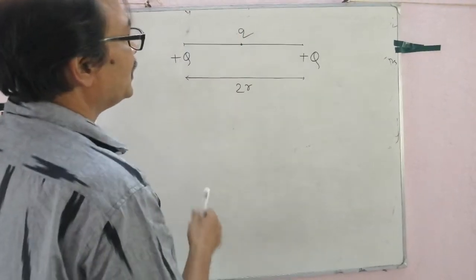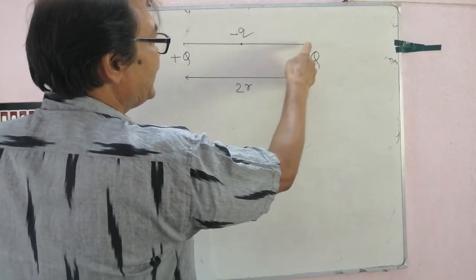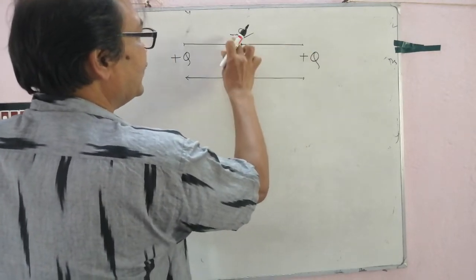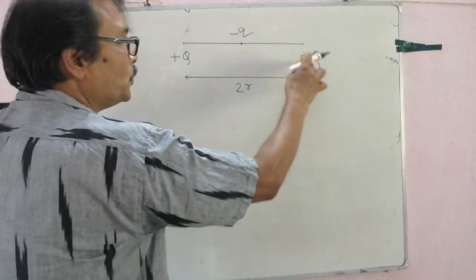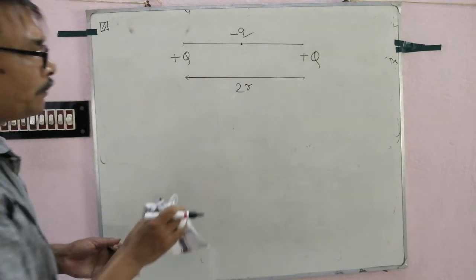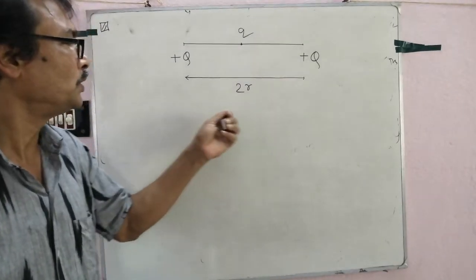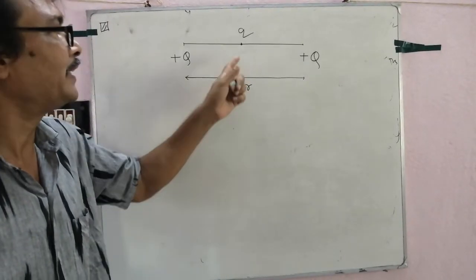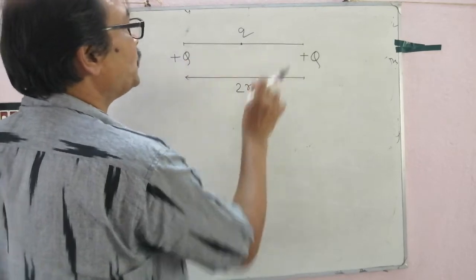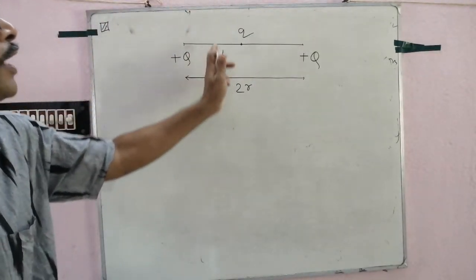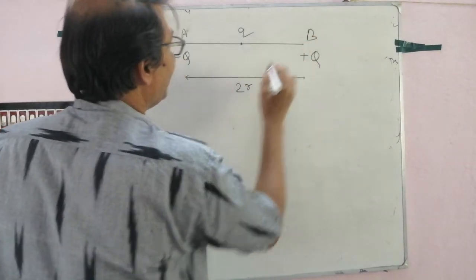Suppose this is charge minus q. If plus q is displaced in this direction, this minus q attracts plus q, but plus q repels this plus q. So plus q is also in stable equilibrium. Suppose this type of question: two charges plus q and plus q are situated at a distance 2r, and at the midpoint another charge q. For the equilibrium of the system, what will be the value of q and its nature? Follow, A, B.